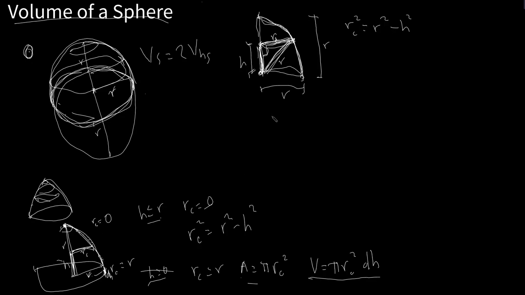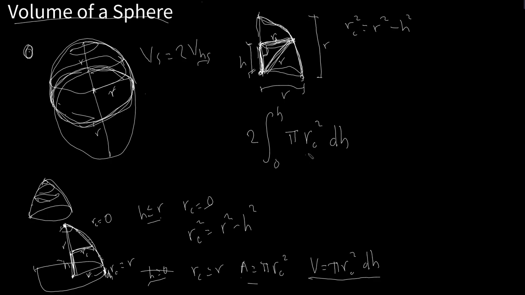So to do that, we use the integral, right? So it's the integral from 0 to h, right? Because this is 0, this is h in terms of height, right? So it's the integral from 0 to h of the volume, right? So the volume is pi r sub c squared dh. And since this is just the volume of the hemisphere, because remember, we're just taking half the sphere, to get the volume of the whole sphere, we just multiply this by 2, right?